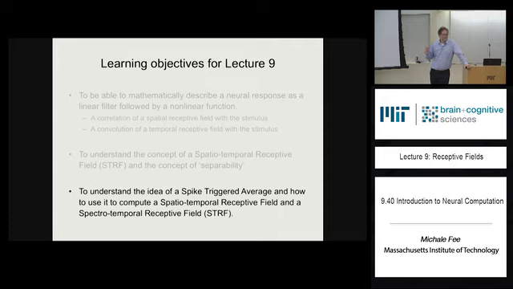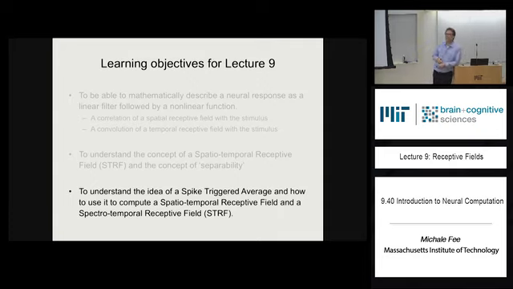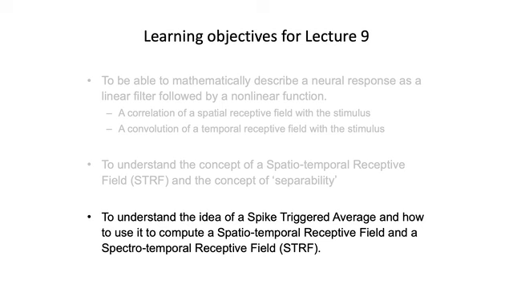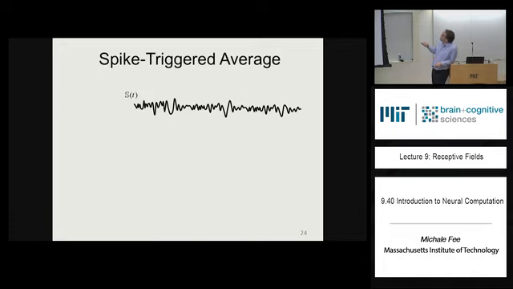Turns out that can be a very time-consuming process, and so people have worked out ways of discovering the receptive fields of neurons in a much more systematic way, and that's what we're going to talk about next, the idea of a spike-triggered average. Okay? So here's the idea.